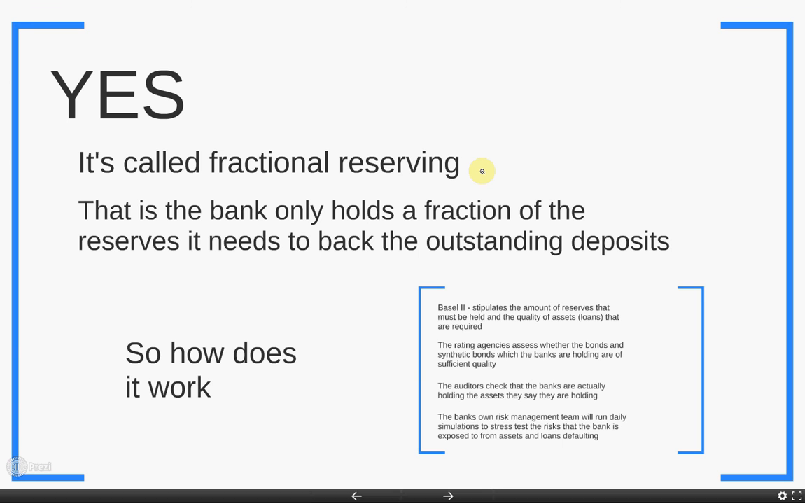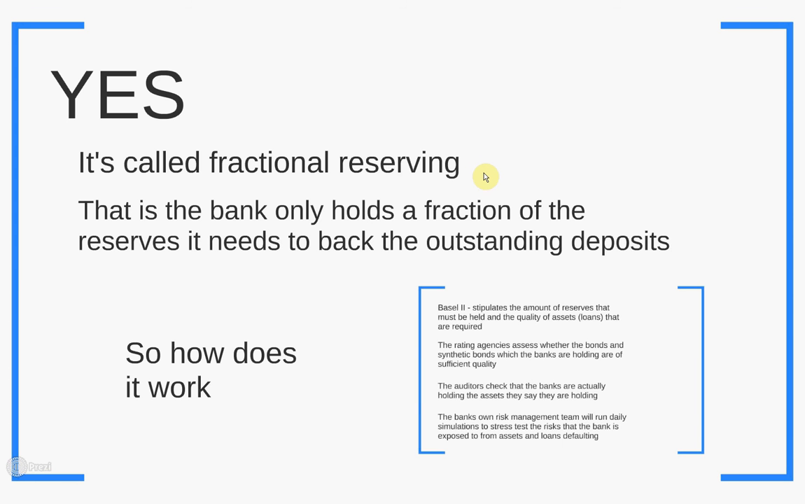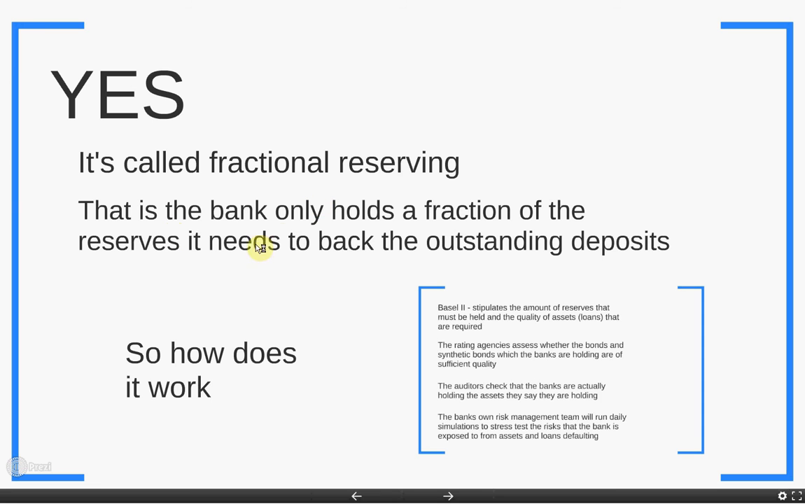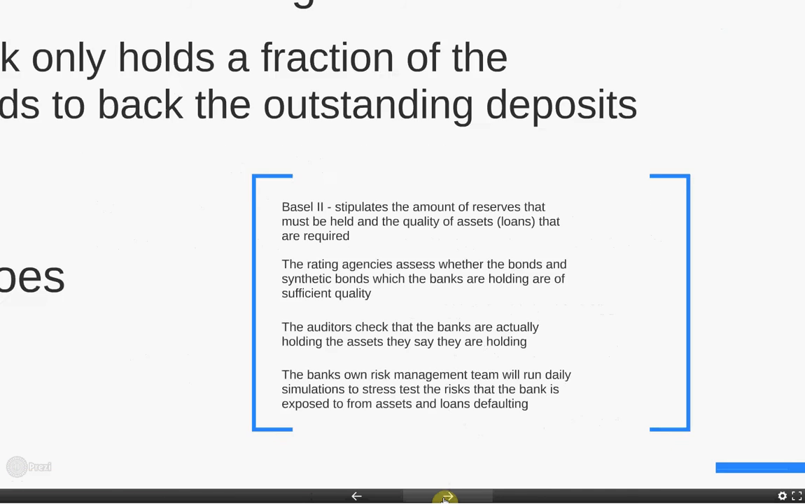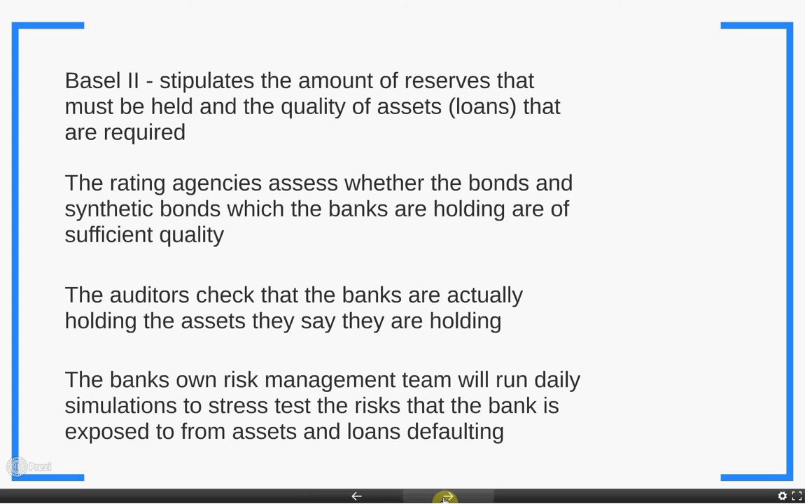It's a politically contentious issue, although not that many politicians understand it well enough to make it contentious. But banks are perfectly allowed to do it, and it's called fractional reserving. What it means is the bank only holds a fraction of the reserves it needs to back the outstanding deposits. So to do that, it has to be regulated so that it can't be abused, or to make it as secure as possible. And that's what Basel II is really about. So you might hear about Sarbanes-Oxley, which regulates the accounting profession, and Solvency II for insurance.